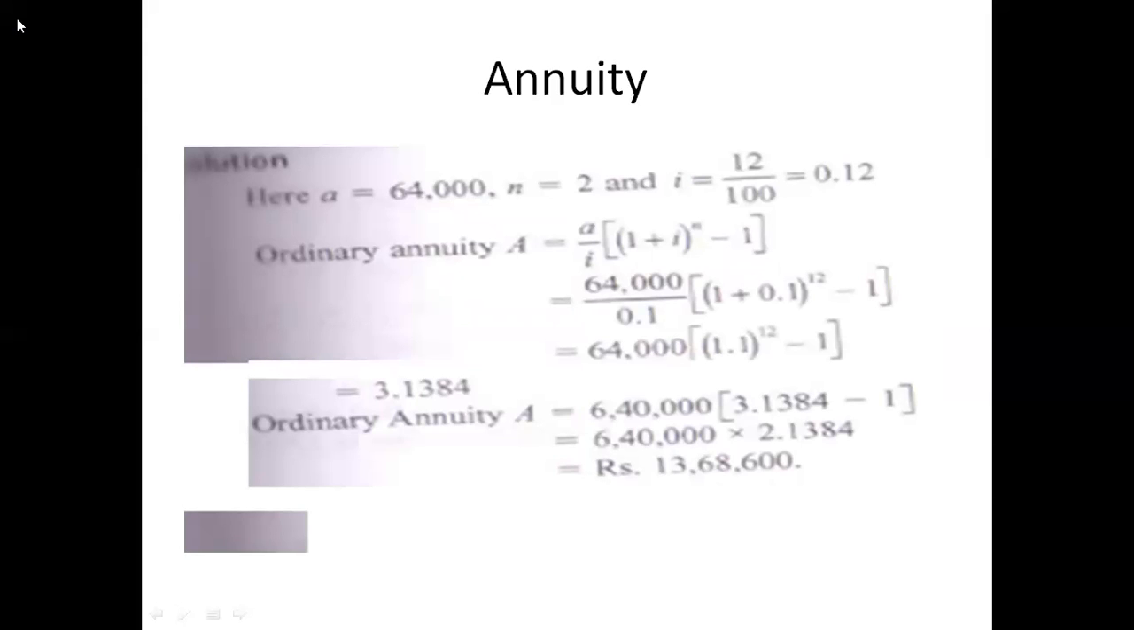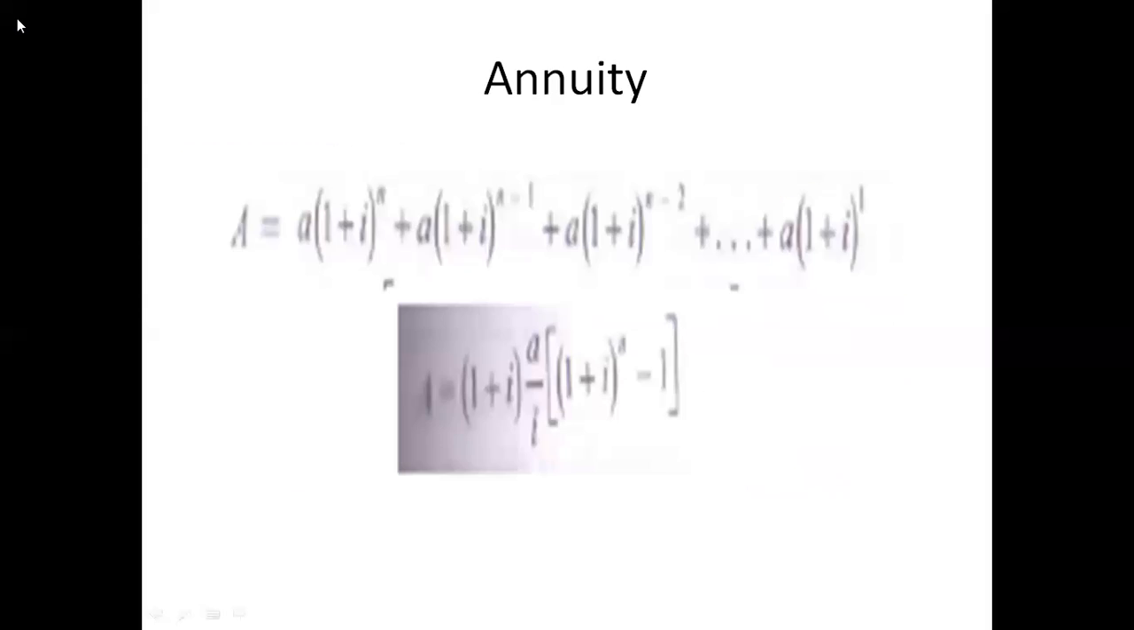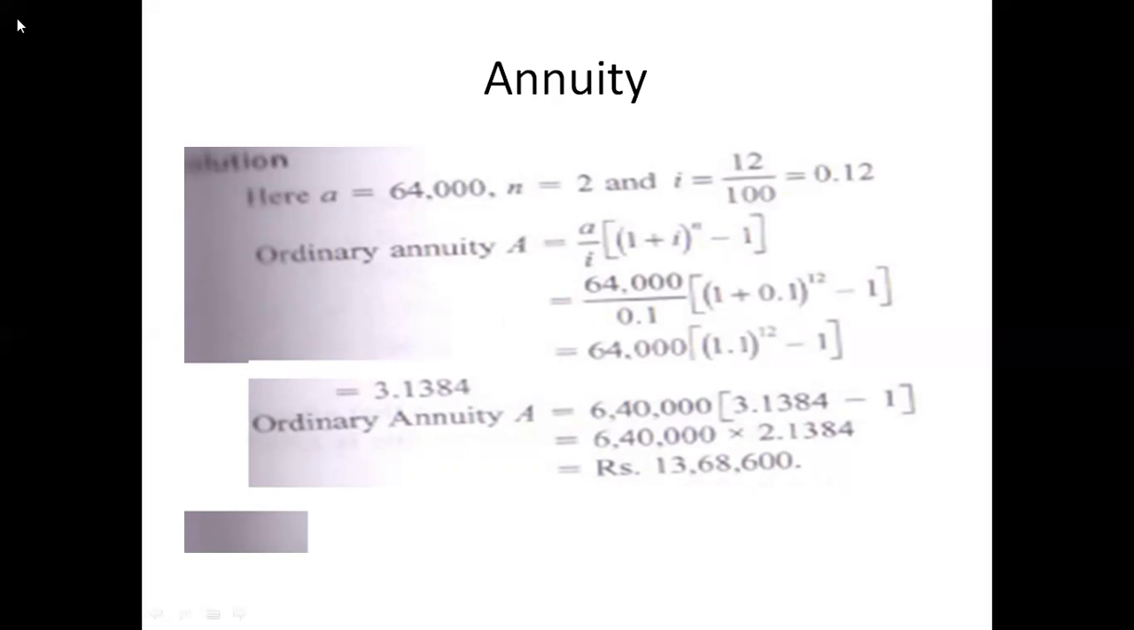This is the sum that we had done the other day. Here A is equal to 64,000, n is equal to 2, and I is equal to 12 by 100. We had done this from the previous day, and the principal amount is 64,000. The question is to find the total annuity if the principal amount is 64,000, n is 2 years, and the rate of interest I is 12%.